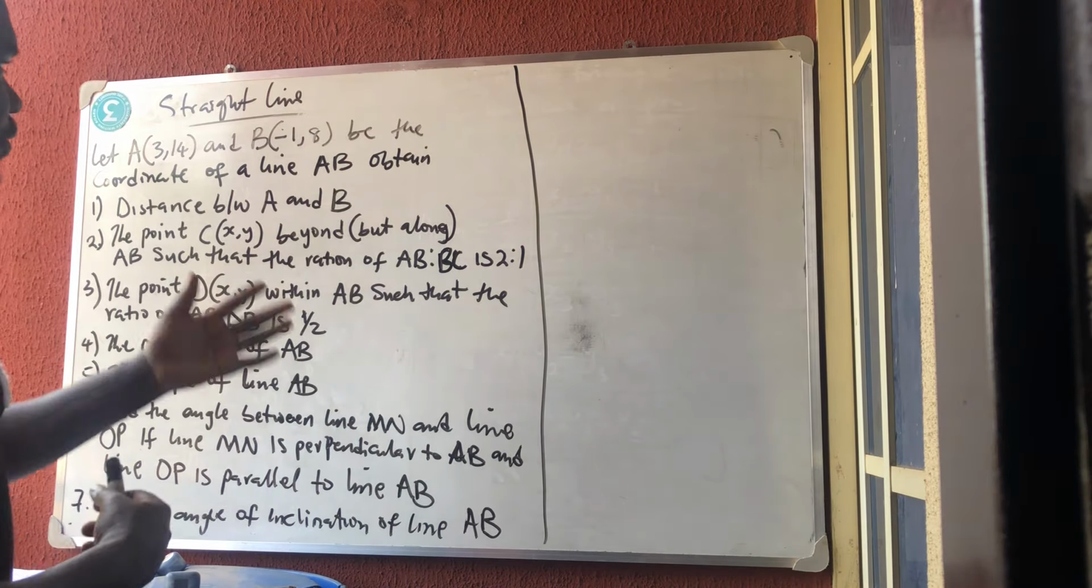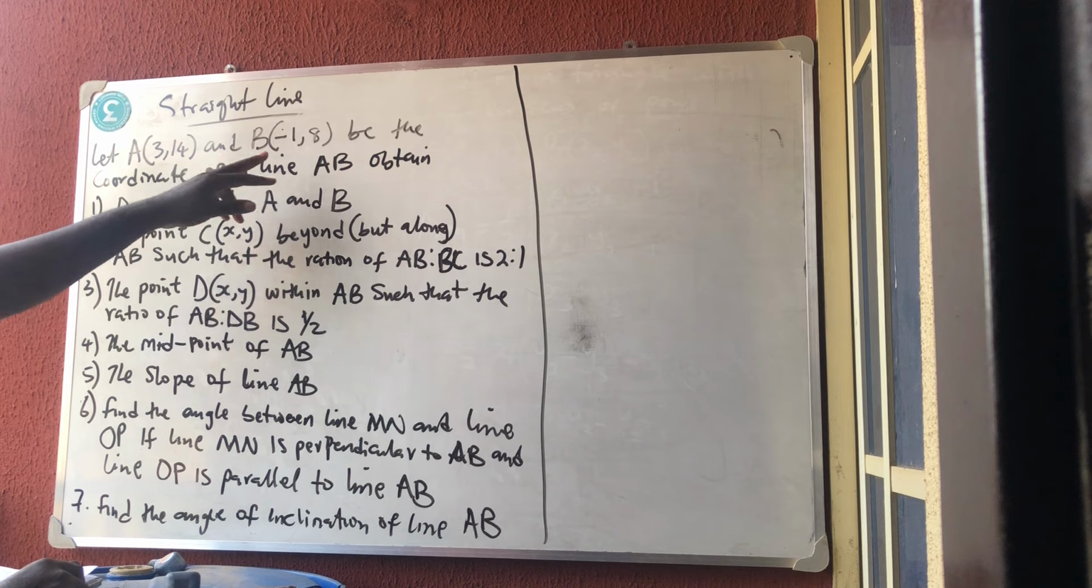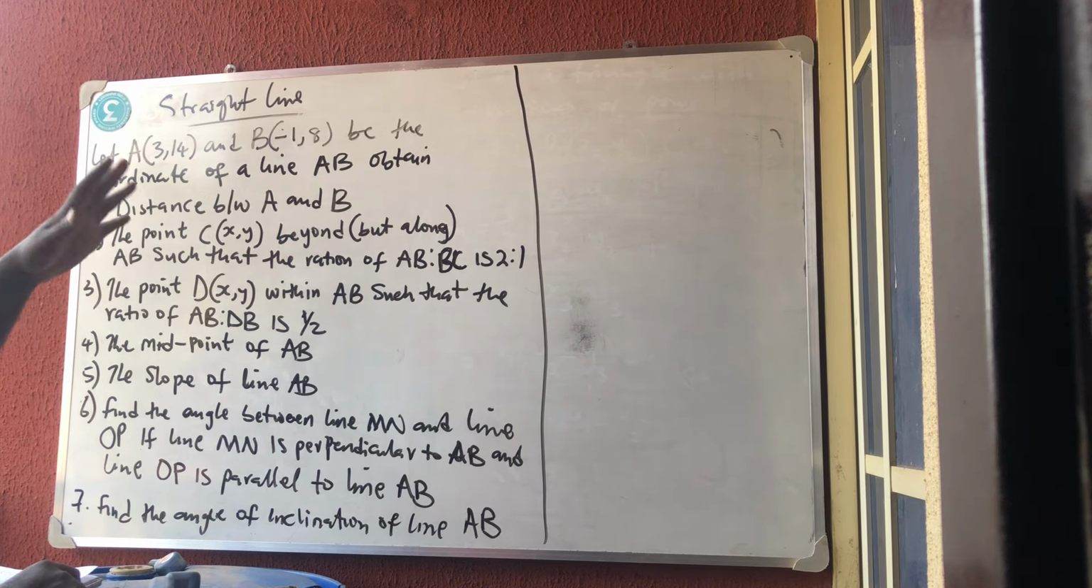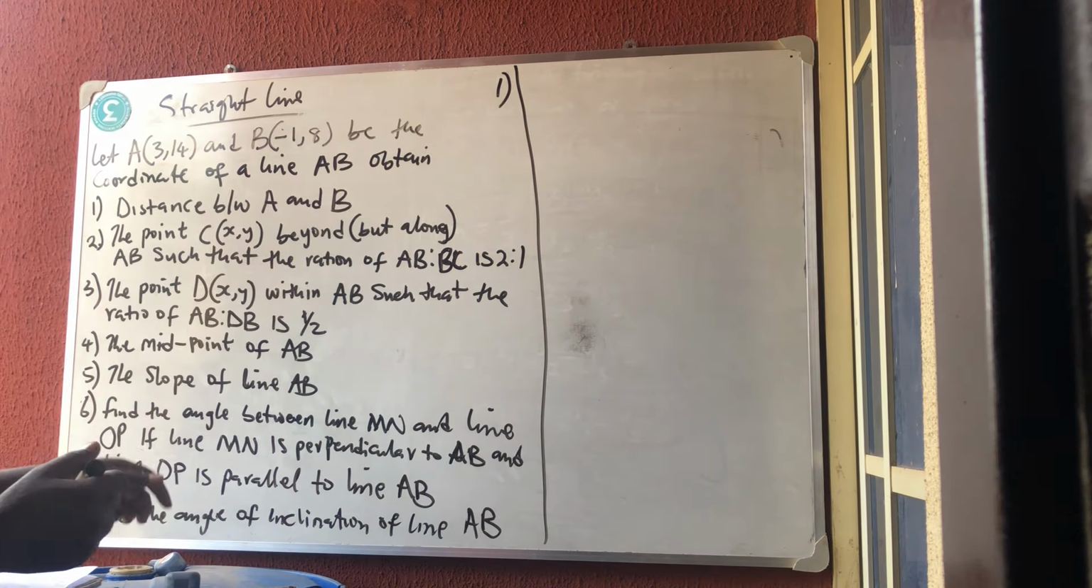Today we'll be solving these simple questions. Remember, we are still on straight line. They said, let A and B be the coordinates of a straight line AB. Then we obtain the following. Number one says we should obtain the distance between A and B.